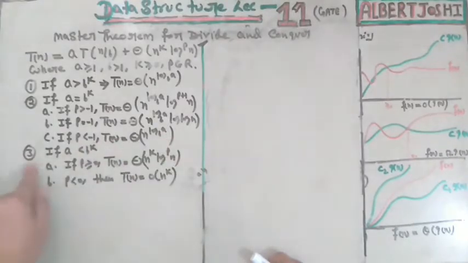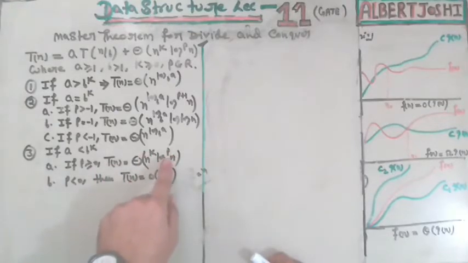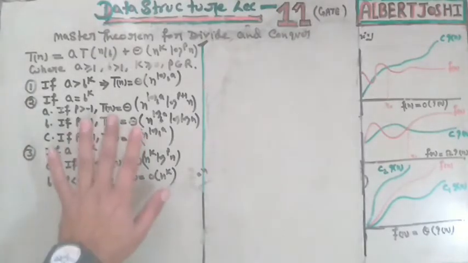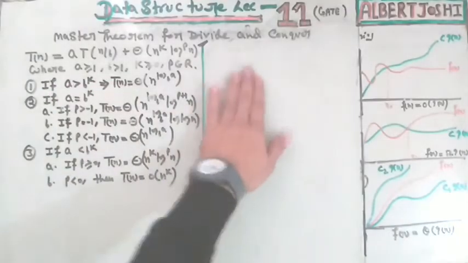The third case is if a is less than b^k. In this case, you have two sub-cases. If p is greater than or equal to 0, then T(n) is theta(n^k log^p n). If p is less than 0, then T(n) is big O(n^k). So you have these conditions. Now we will discuss some examples.